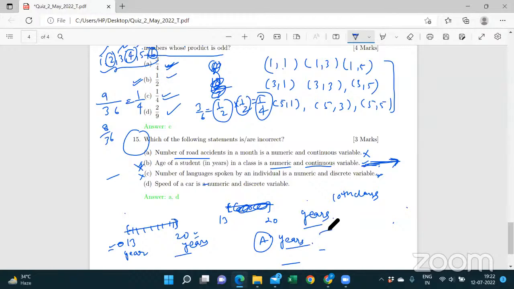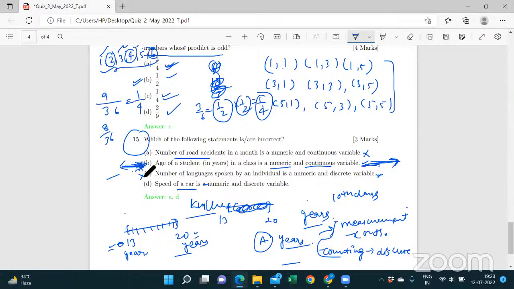One more important thing. Try to think: if you are doing measurement, not counting, then it's continuous. If you are doing counting, then it will be discrete. Is that clear? Yes, sir. Speed of a car is clear, right? You can measure in kilometers per hour, right? Yes, sir. Okay. Is it clear for everyone? And one more thing, we will look into it. No worry about that, we will clarify. Okay.